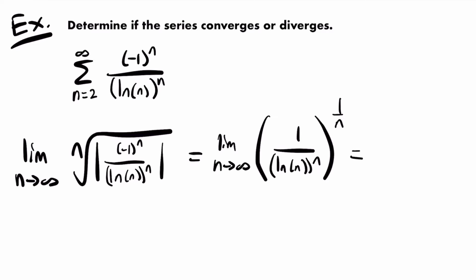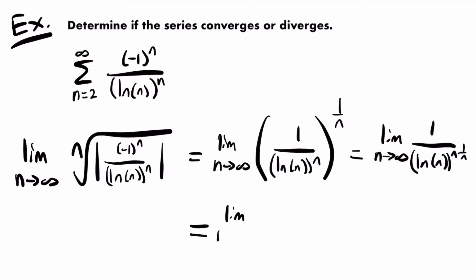And so this will be equal to the limit as n approaches infinity of 1 divided by the natural log of n raised to the power of n times 1 divided by n, right? We multiply those two exponents. Now n times 1 divided by n will be 1, and so they cancel each other out, and we're just going to be left with the limit as n approaches infinity of 1 divided by the natural log of n.